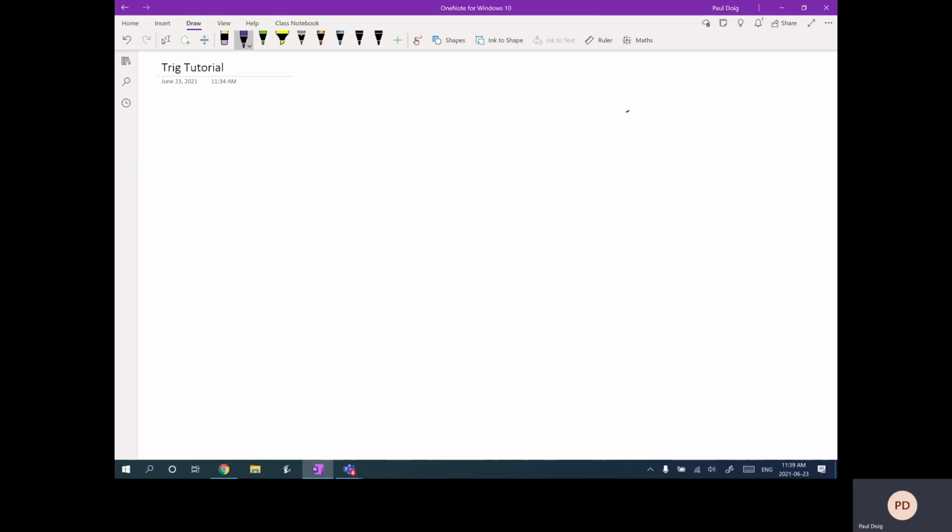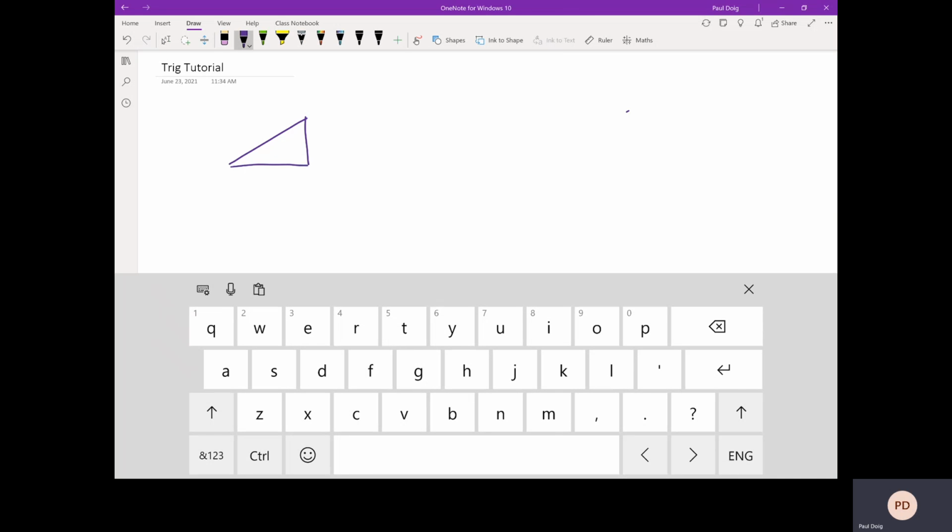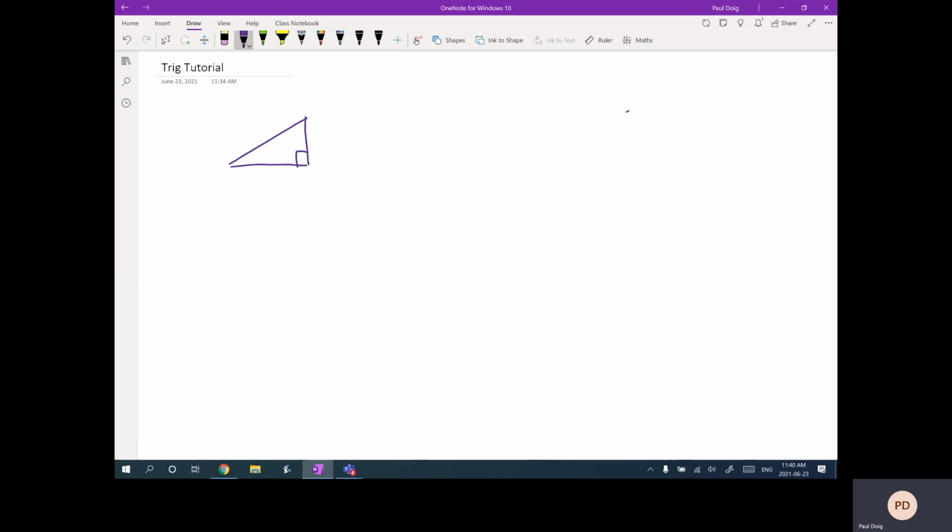All right, so here we go. First off, we're just going to draw right-angled triangles. We're going to deal with right-angled triangles today only. And my first right-angled triangle is this. It's a right-angled triangle with three sides, obviously. And I am going to call this angle at the bottom theta.